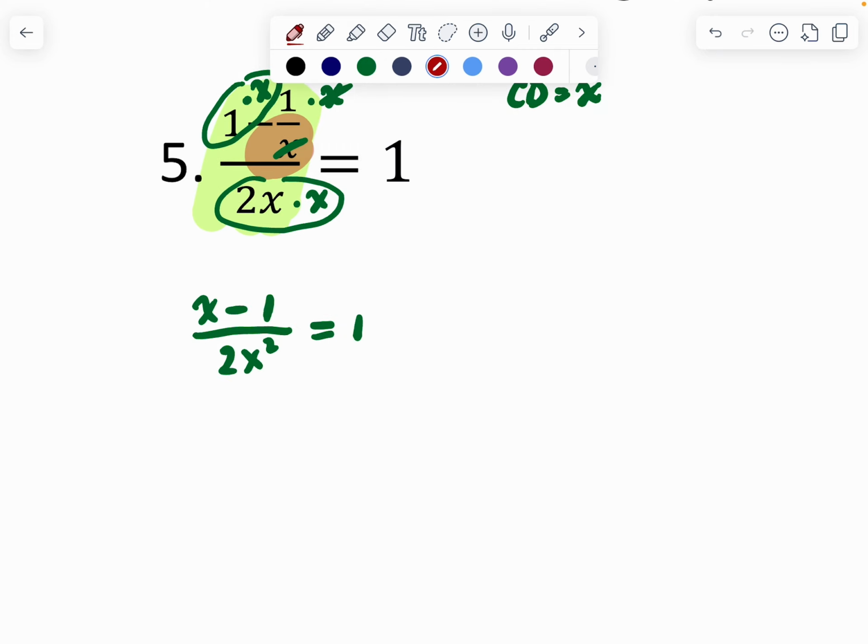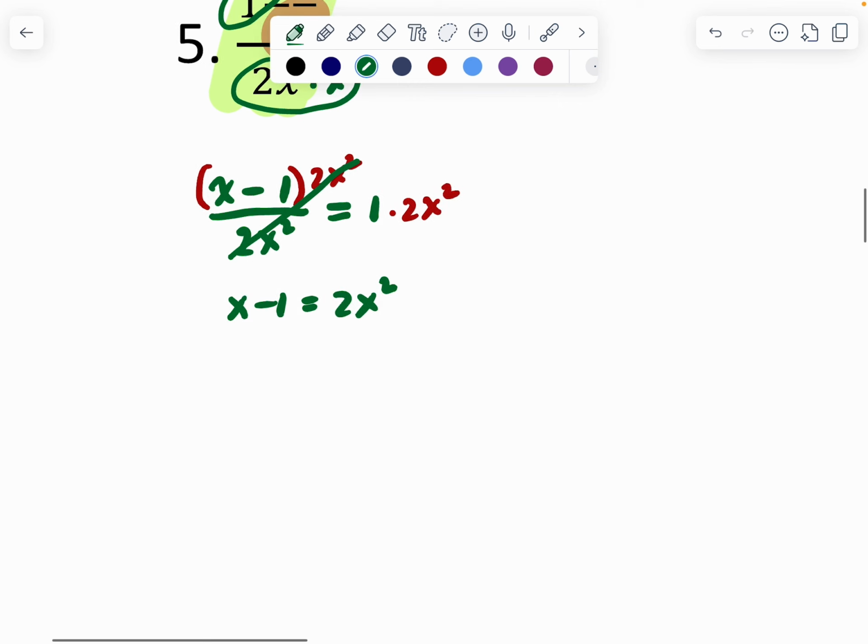Let's multiply both sides by 2x squared. So that's going to get me, these cancel out. So you get x minus 1 equals 2x squared. Okay, and then remember, every time you have an x squared, you want to set it equal to 0 and try to factor. So if I'm going to subtract x and add 1, that's going to give me a 0 on the left and a 2x squared minus x plus 1. And I believe when we did this one, it did not factor, right?